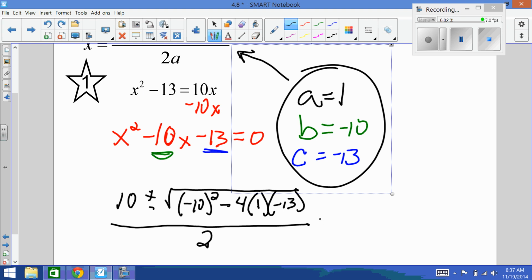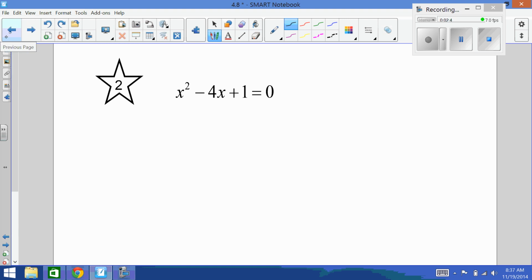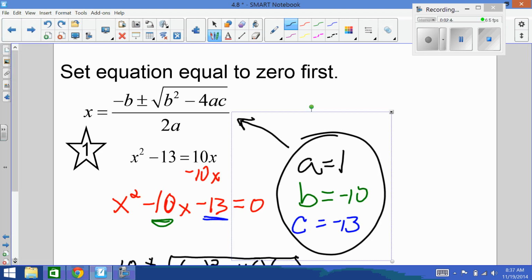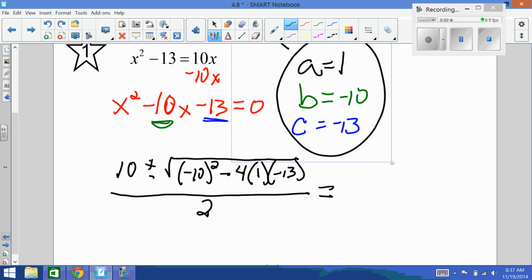Now we begin simplifying. First thing we do, you always want to simplify inside the radical first. So everything on the outside we just leave alone at this time. Inside, this becomes the square root of negative 10 squared, so that's positive 100. This right here will always end up being positive, always. If you get a negative here, then you're doing something wrong. It has to be positive.